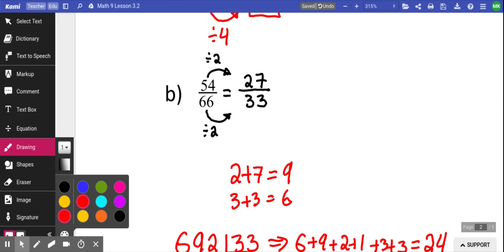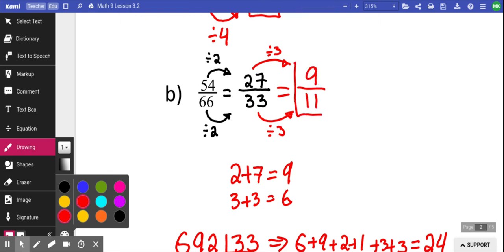So 27 can divide by 3. 33 can divide by 3. That becomes 9/11. 9 and 11 don't share anything they can both divide by, so 9/11 is my simplest form. If you wanted, you could have divided both by 6. That would have been the faster way to do it, which would still be 9/11. Try 54 divided by 6 again. 66 can't divide by 9 though.